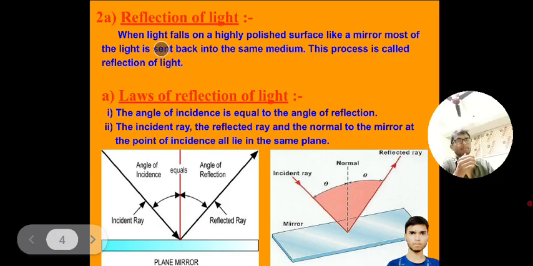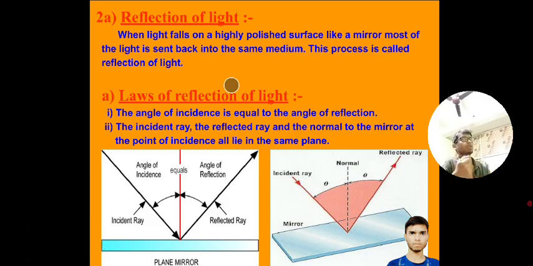Reflection of light. When light falls on a highly polished surface like a mirror, most of the light is sent back into the same medium. This process is called reflection of light. In some words, in one or 2 sentences, you can understand the definition of reflection of light. Just say bouncing back of light. This is in some words the meaning of reflection of light.